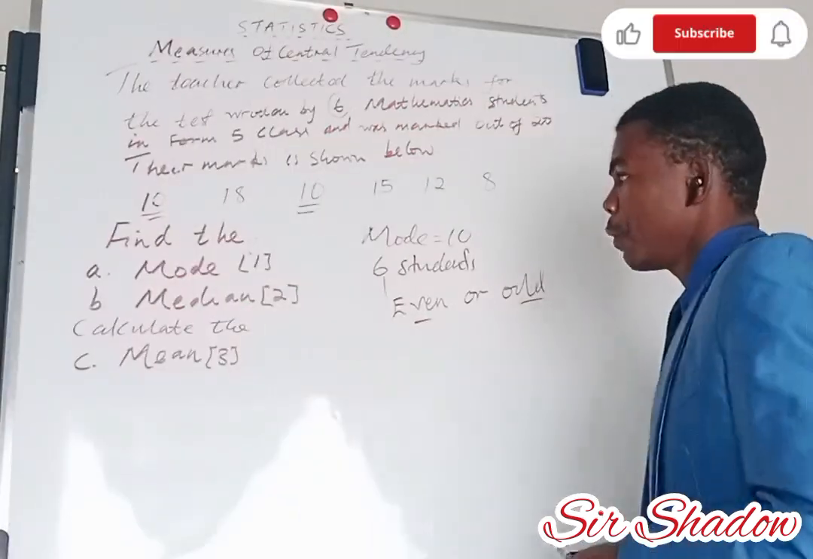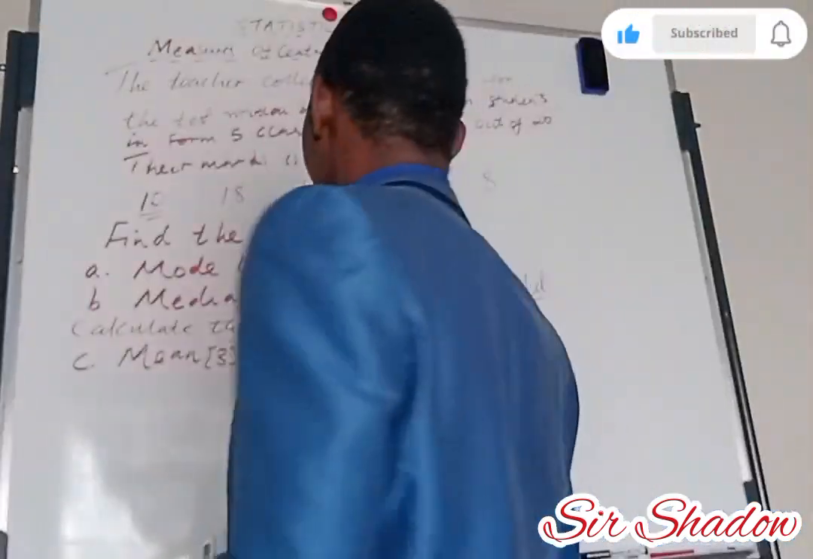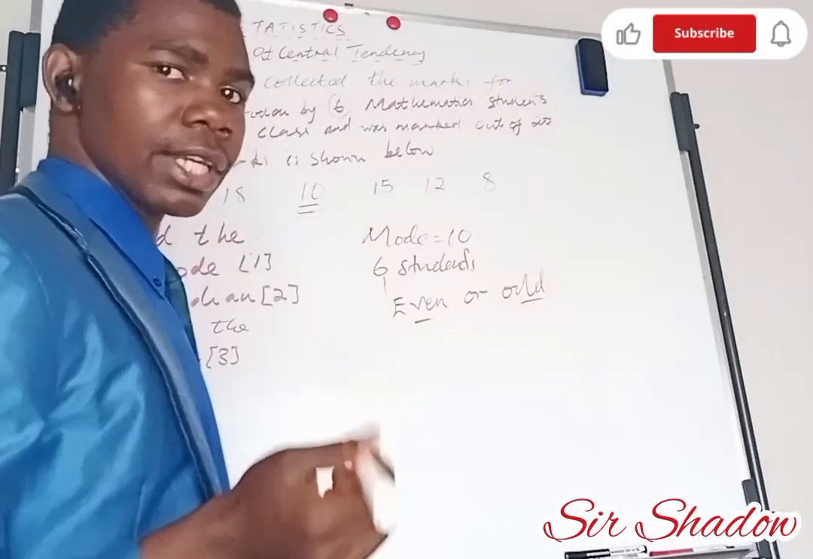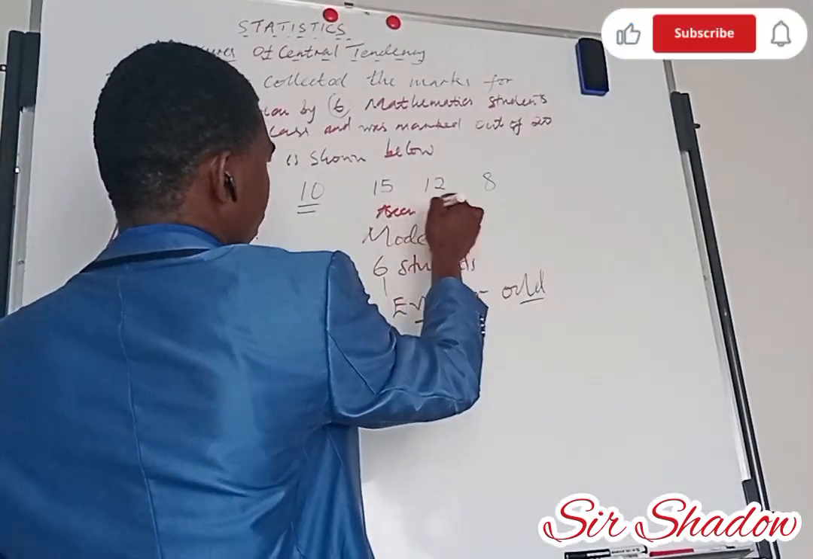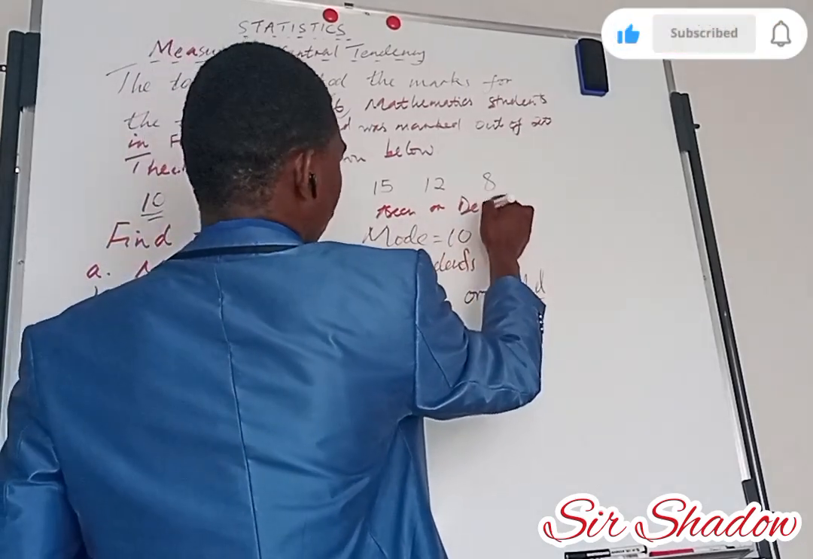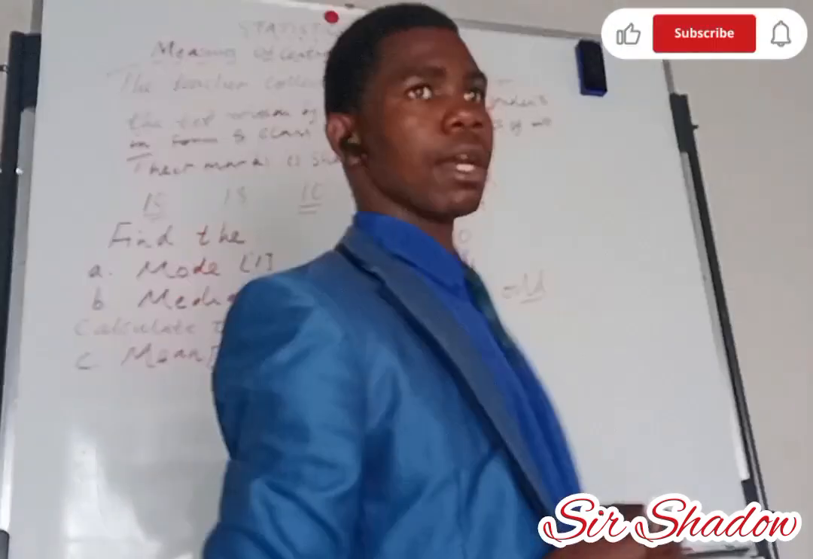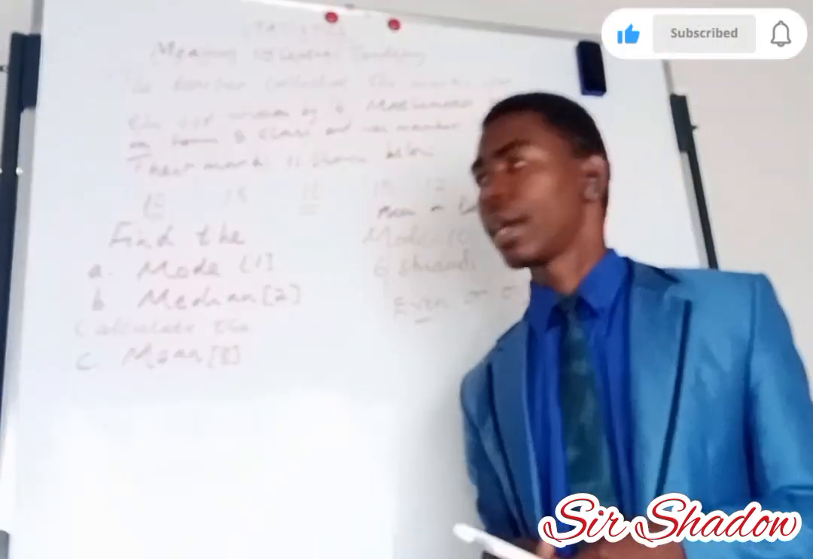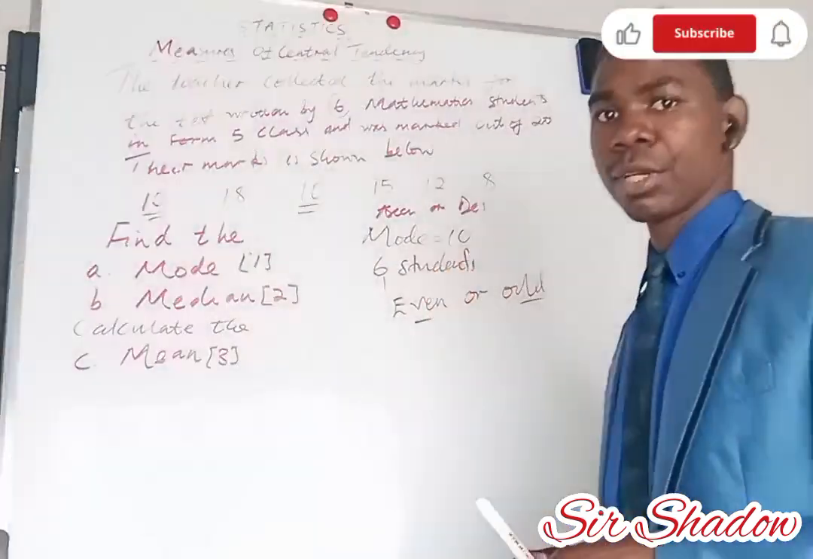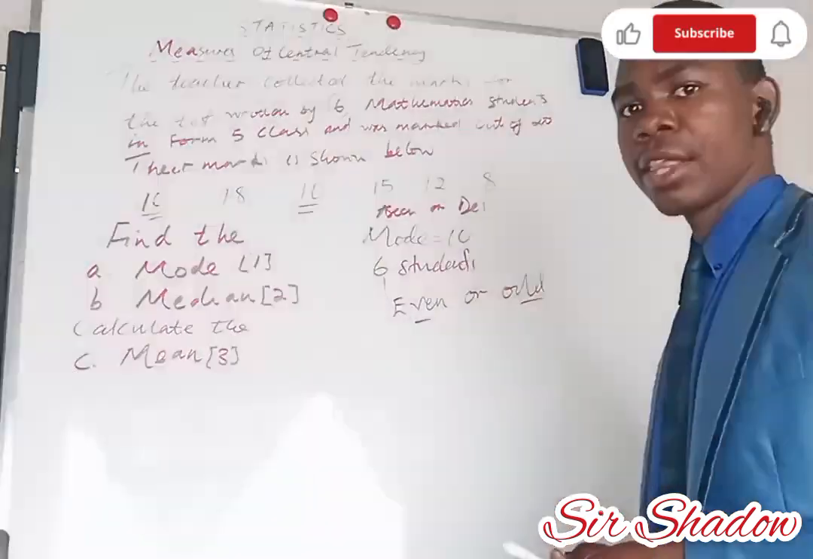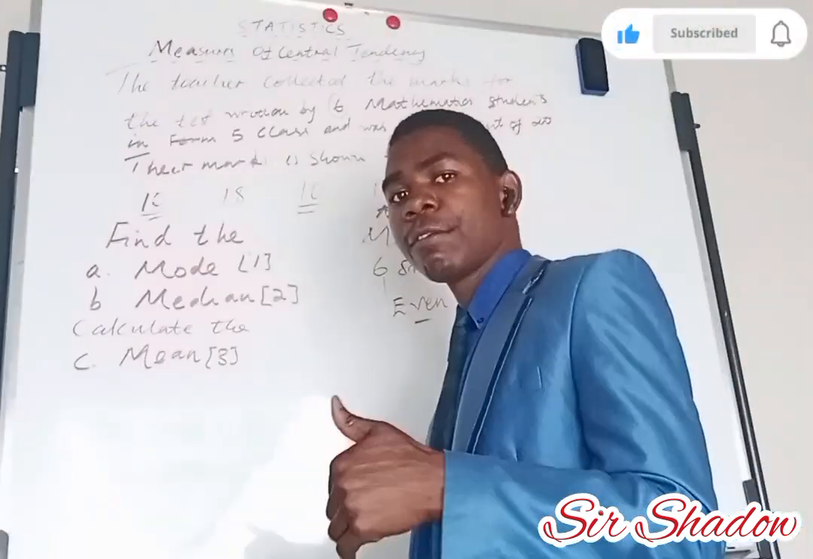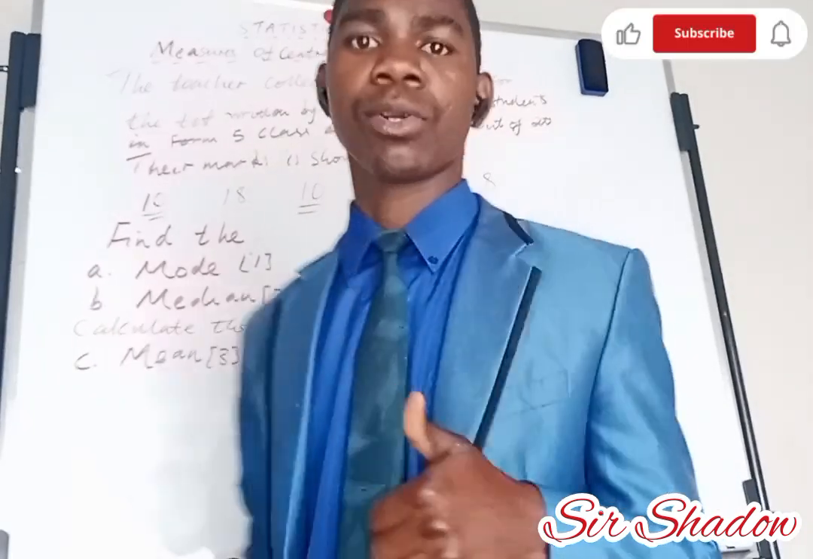then first of all you have to arrange your values, either in ascending order or descending order. Ascending order, you start with the smallest value until you reach the largest value. Descending order is the opposite: you start with the largest value and end with the smallest value.